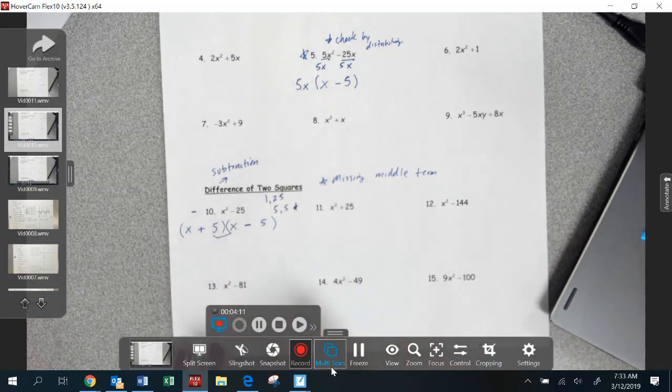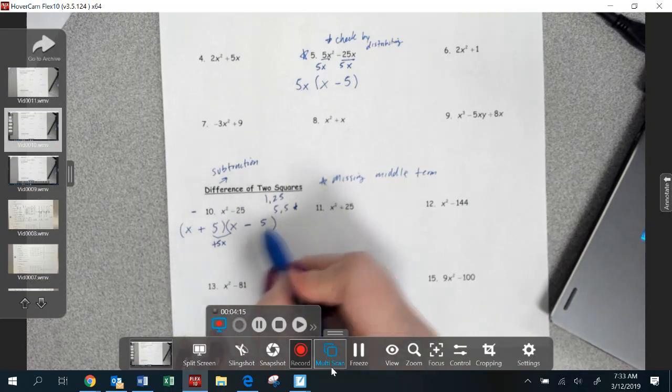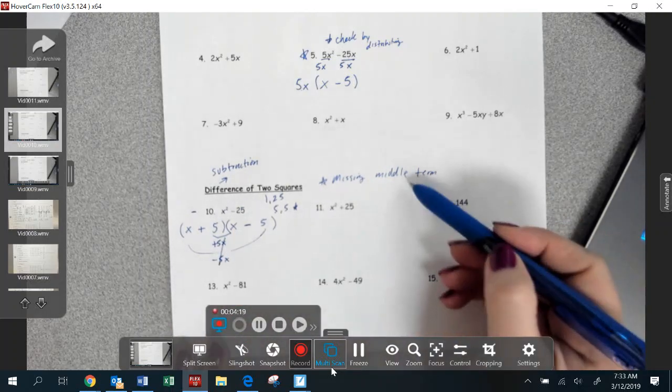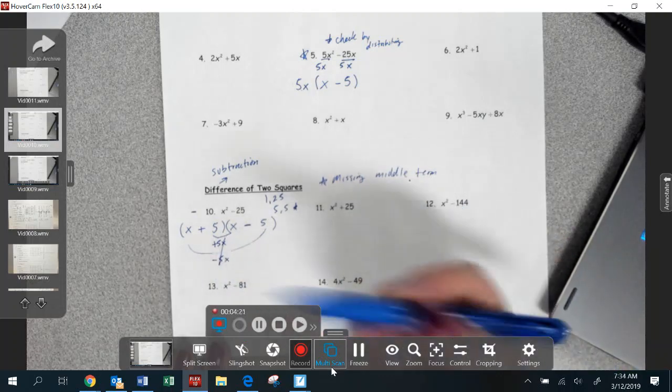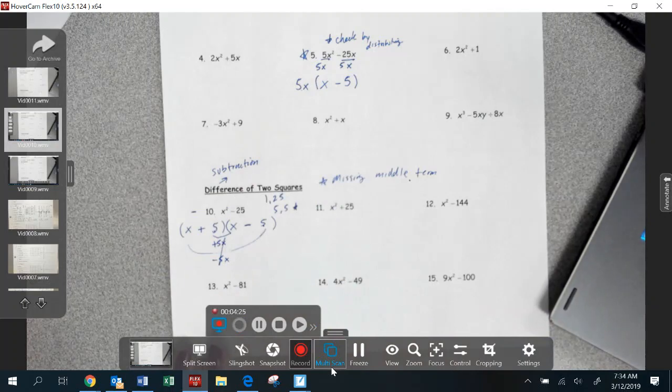So that way, when I multiply my inside pair, I get a positive 5x. I multiply my outside pair, I get a negative 5x. Those would cancel like they're supposed to when I check it. And then positive 5, negative 5 would multiply to get me the negative 25 that I need.